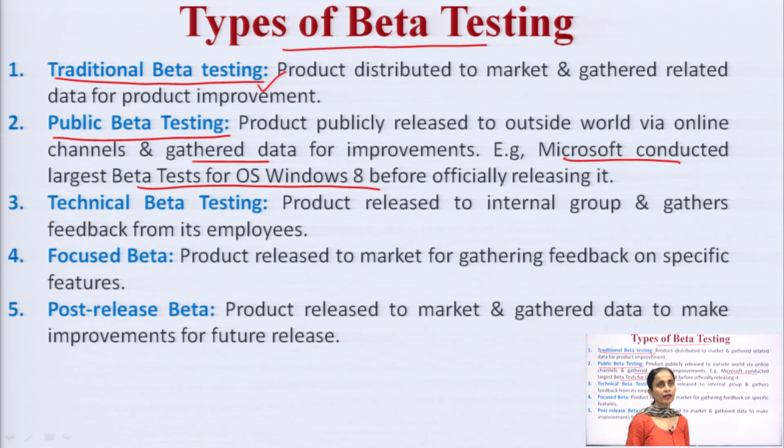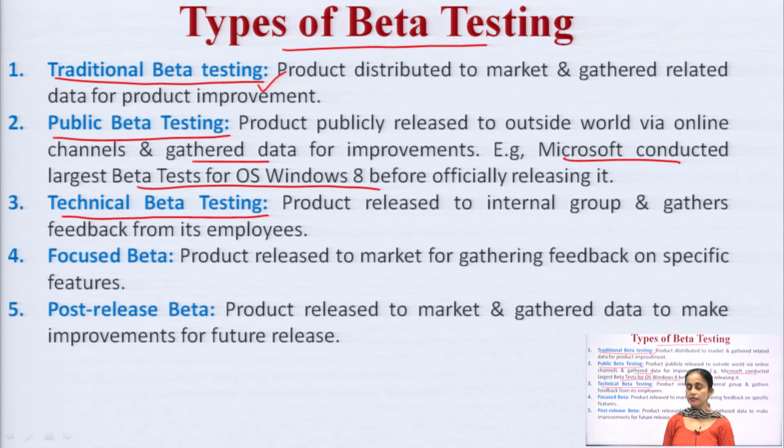So, this is our public beta testing. Then the third kind is technical beta testing. Technical beta testing says that the product is released to an internal group, to the organization's persons, and then feedback is gathered from its employees.